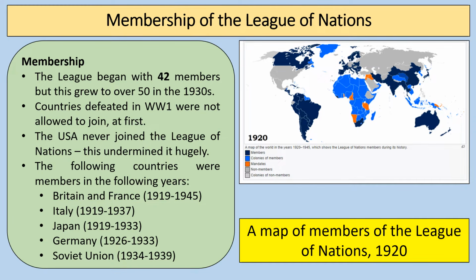So Britain and France were members all the way through from 1919 to 1945. Italy was a member from 1919 until 1937 when it left after the Abyssinian crisis. Japan, member from 1919 to 1933, left over the Manchurian crisis. Germany was a member from 1926 to 1933 when Hitler took Germany out in October 1933 after pulling out of the World Disarmament Conference. And then the Soviet Union joined in 1934 when they were looking for a little bit more support and alliances when they were worried about the threat of Germany. They left in 1939 after the Nazi-Soviet pact and the invasion of Poland.